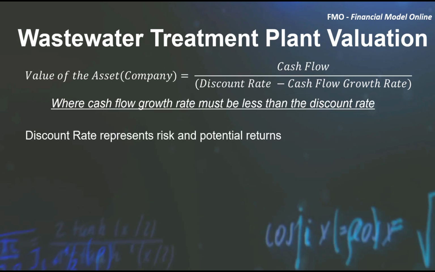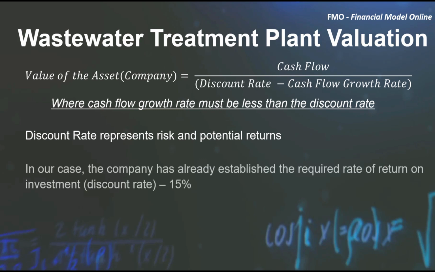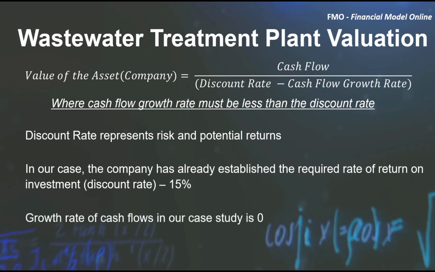The discount rate in our formula represents the rate at which we discount our cash flows. In other words, how we bring those future cash flows to the present. The discount rate really represents the required rate of return and reflects the riskiness of the asset or company. As per our case study, the company that we work for has already established the required rate of return of 15% for this project.